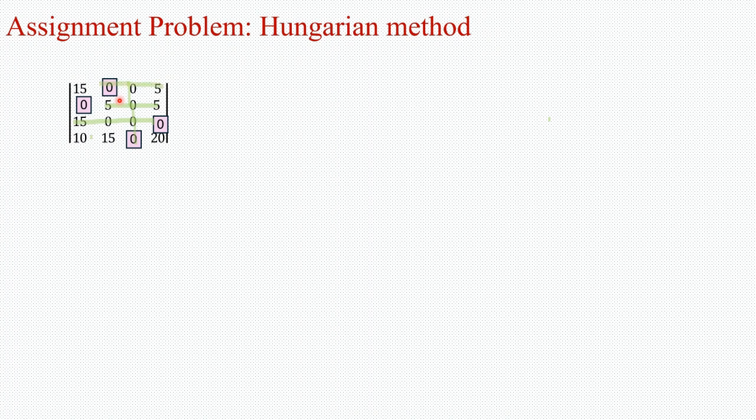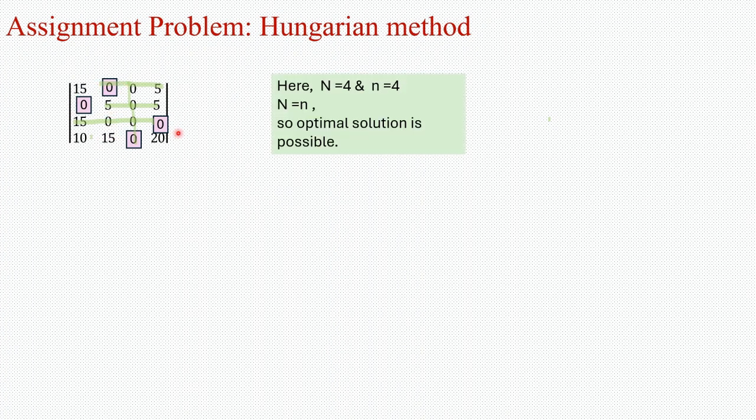Now check whether all the zeros are covered by lines. Here, n is equal to 4, and N is equal to 4. n is equal to N, so an optimal solution is possible.